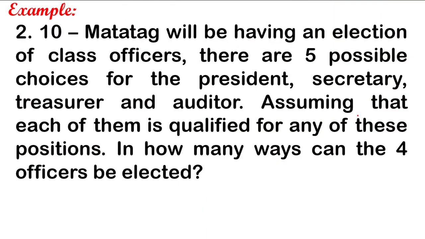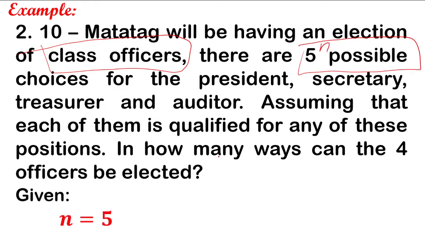Okay? Next, say 10 Matatag will be having an election of class officers. There are 5 possible choices for the president, secretary, treasurer, and auditor, assuming that each of them is qualified for any of these positions. In how many ways can the 4 officers be elected? So, what are we talking about first? Class officers, right? How many do we have in total? We have 5 possible choices. So, this is your n. So, n is equal to 5. Of that n, in how many ways can the 4 officers be elected? Only 4 are being elected. 4.